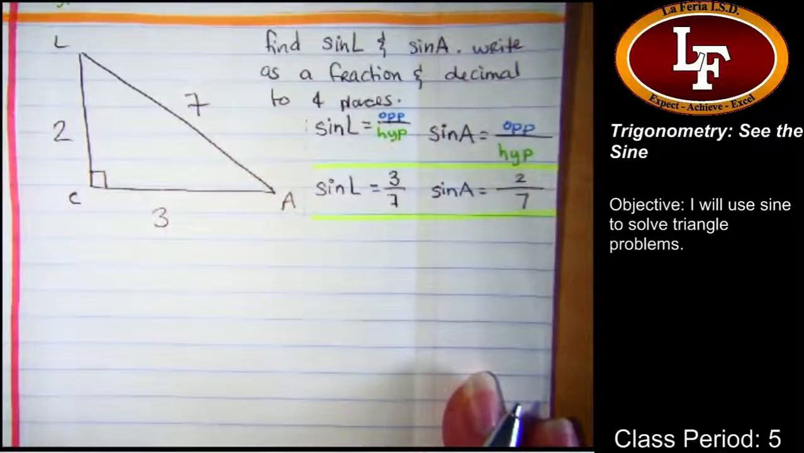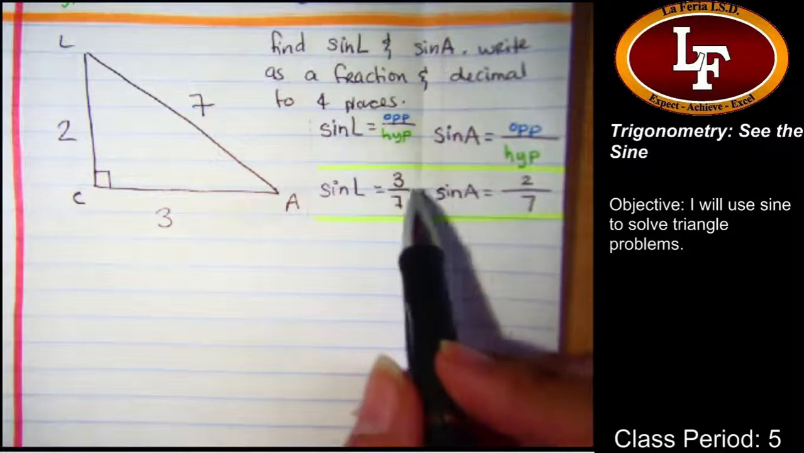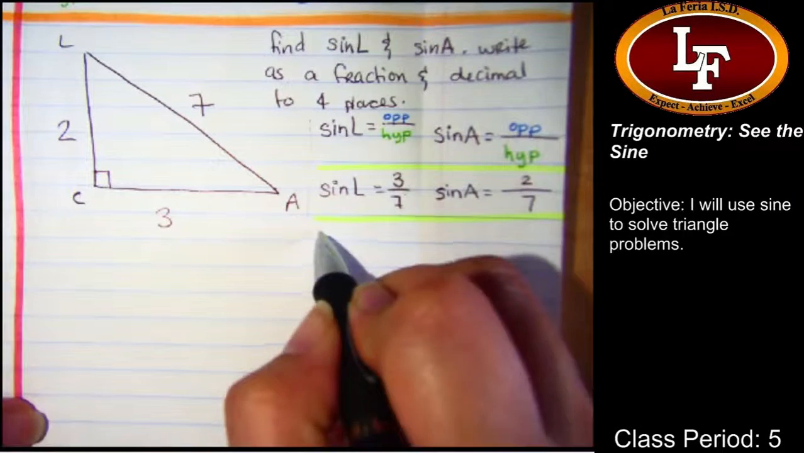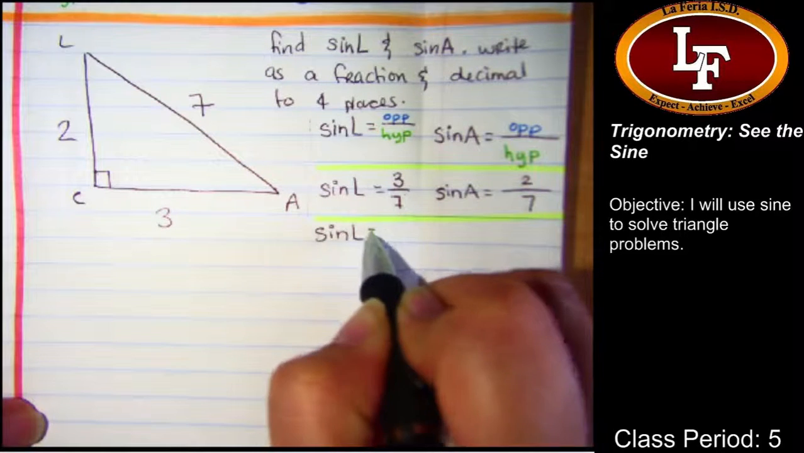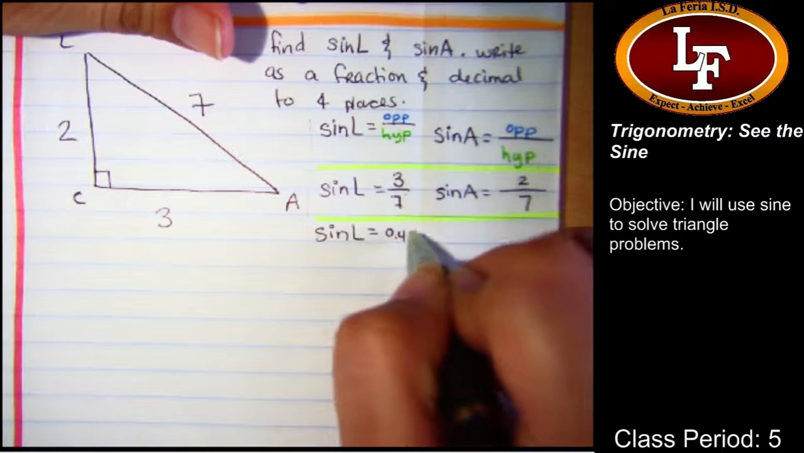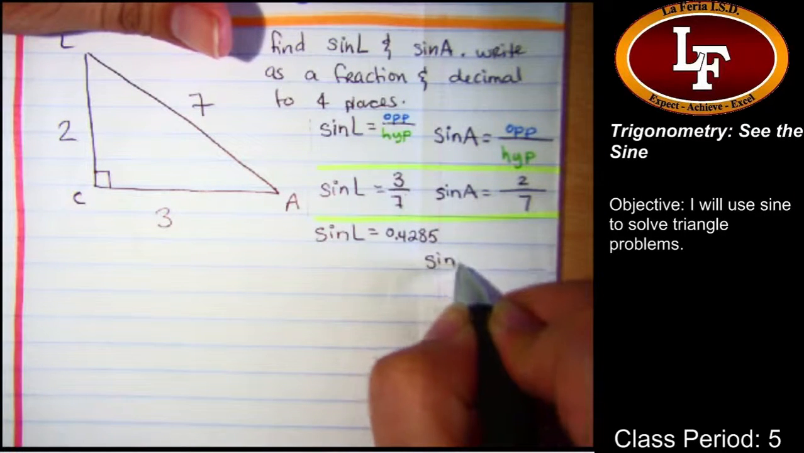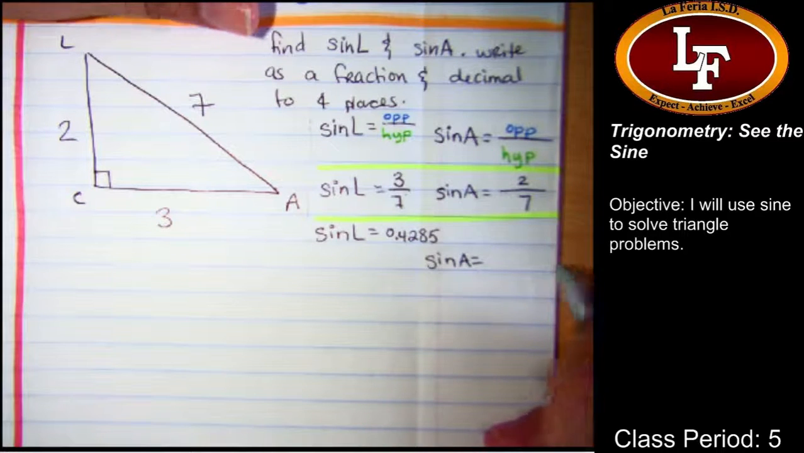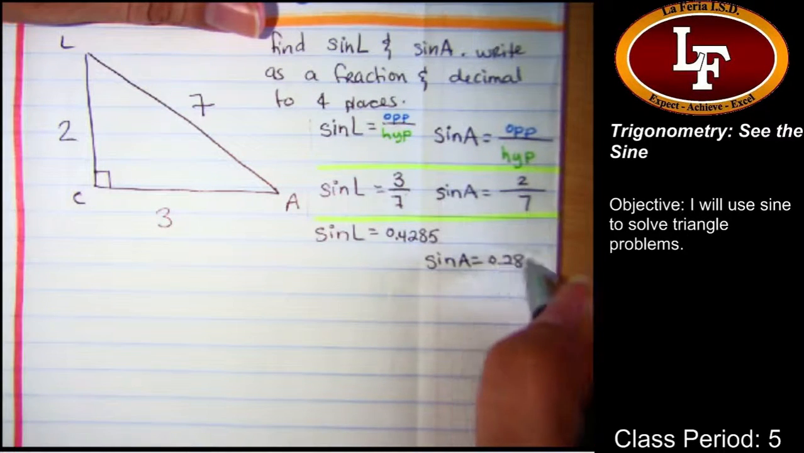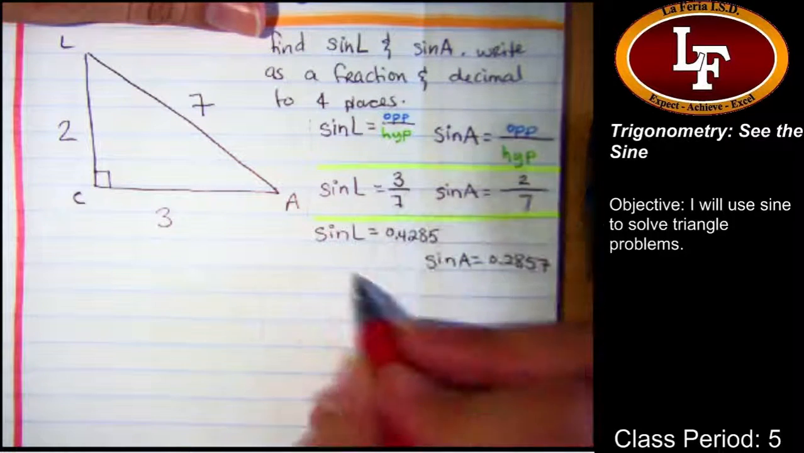I'm done with that, but I also need it as a decimal to 4 places. So go to your superhero, type in 3 divided by 7, but please make sure that you do Control Enter, otherwise it'll just give you the fraction again. 1.4285. Lovely. I also need the sine of A, same thing. 28571 74. Okay, we're only going to 4 decimal places, so we'll stop there at the 7.